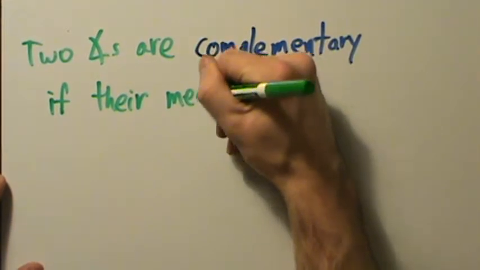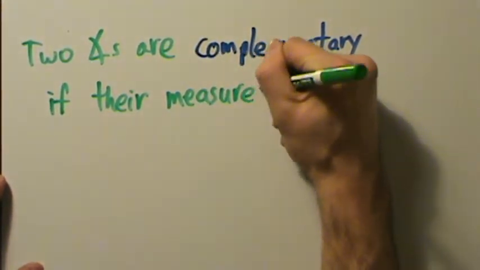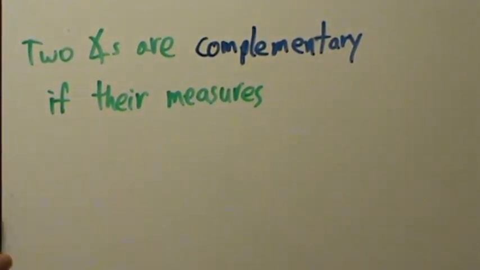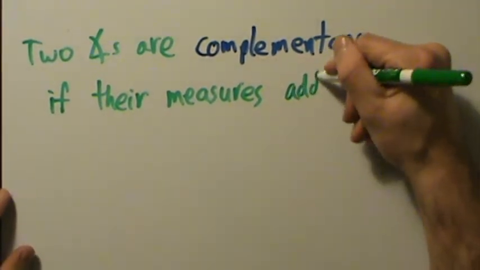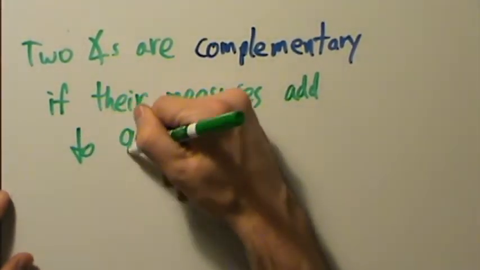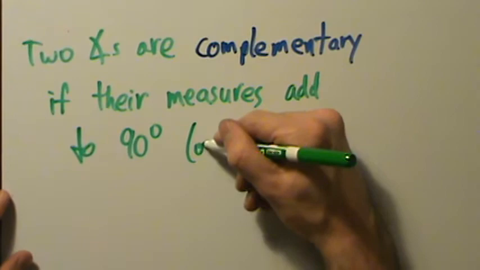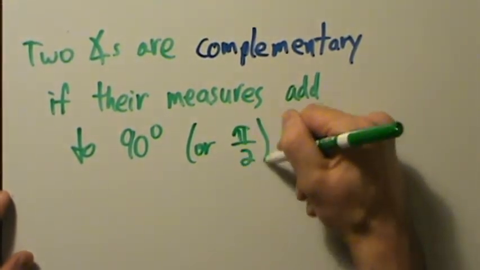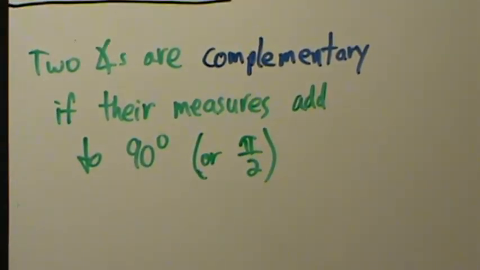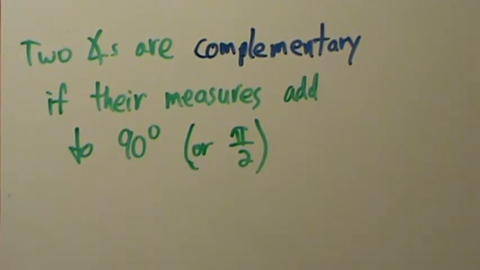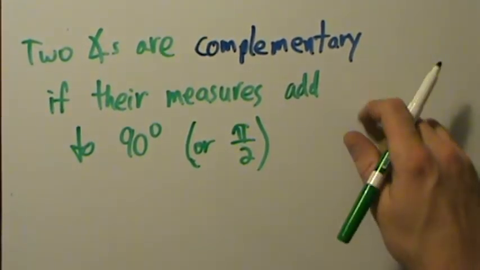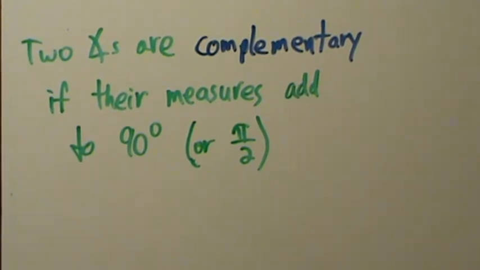If their measures, so like their degree measure, their radian measure, whatever, if their measures add to 90 degrees or pi over 2 radians. So two angles are complementary if their measures add to 90 degrees or pi over 2 radians. So that's complementary. So let's see some examples just real quick of complementary angles.